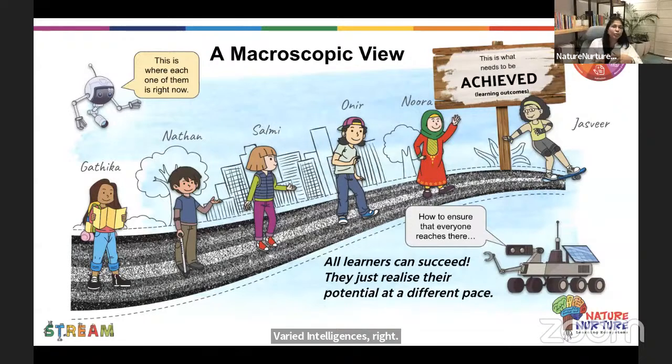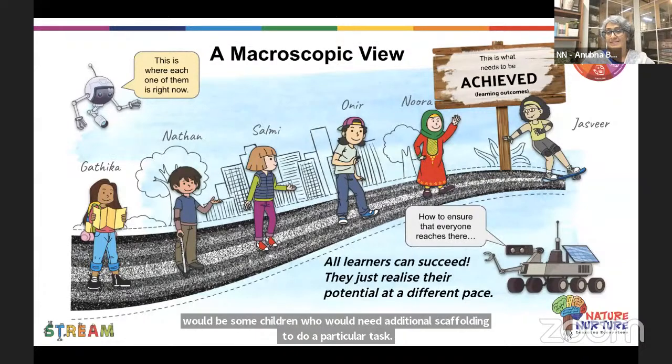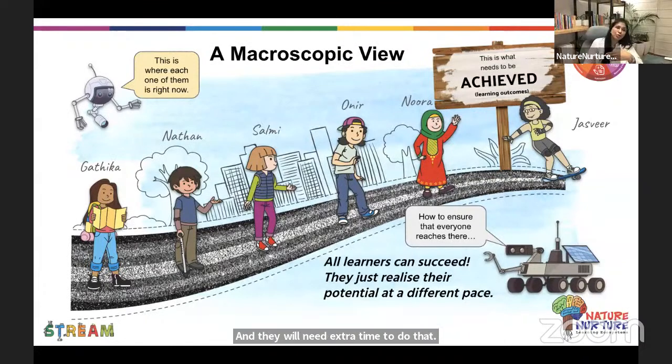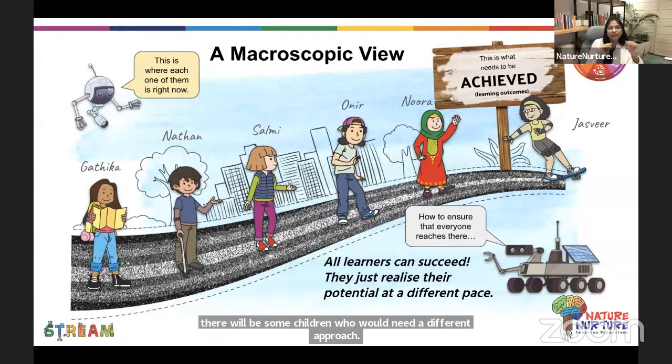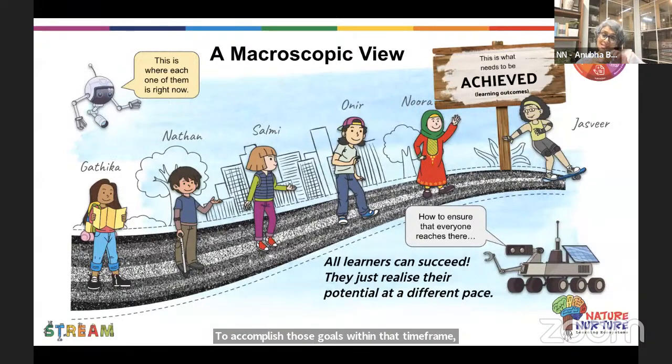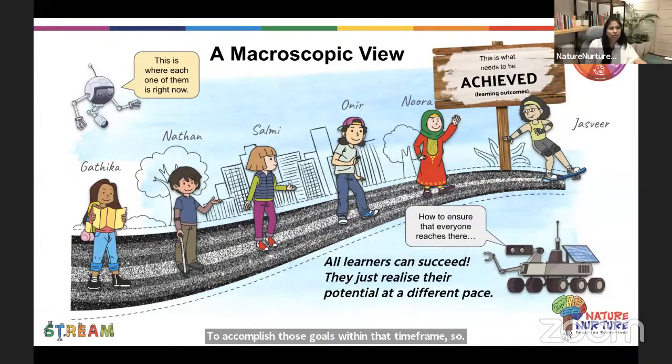There would be some children who would need additional scaffolding to do a particular task. They will need extra time to do that. However, there will be some children who would need a different approach to accomplish those goals within that time frame. Which also means that differentiated instruction is very important when we are taking assessments. Yes, differentiated instruction and differentiated assessment is what we are going to talk about, but it's important for all practitioners to position their learners first in terms of the learning goals they have set out for them. So can we move ahead?